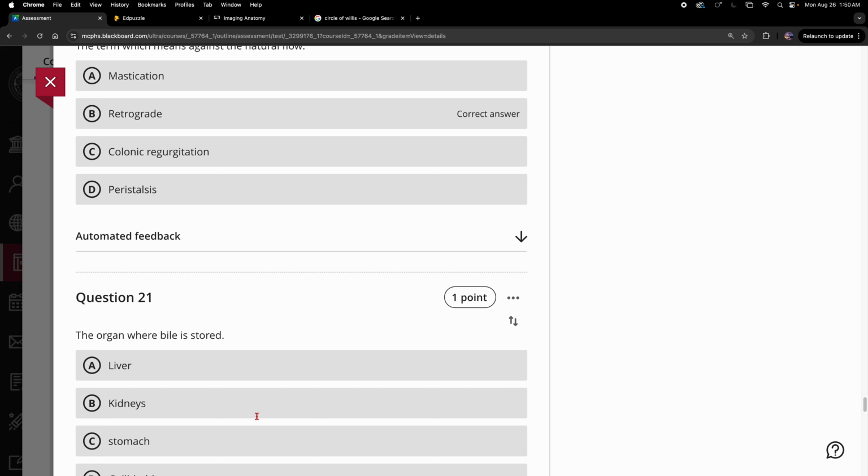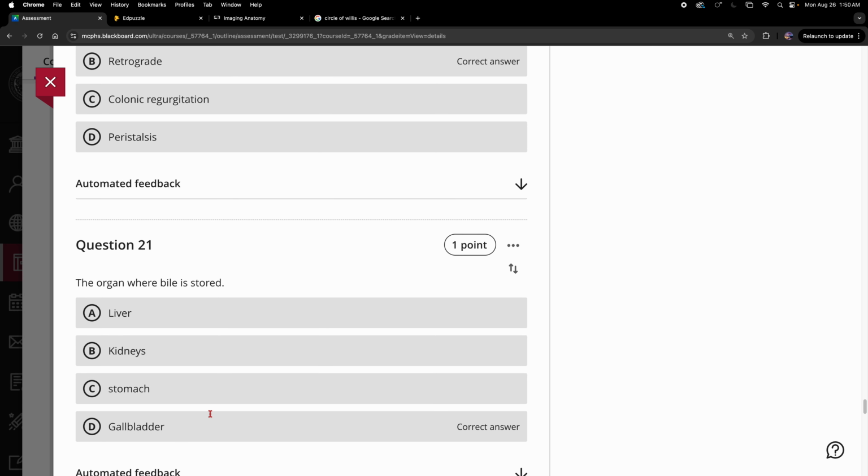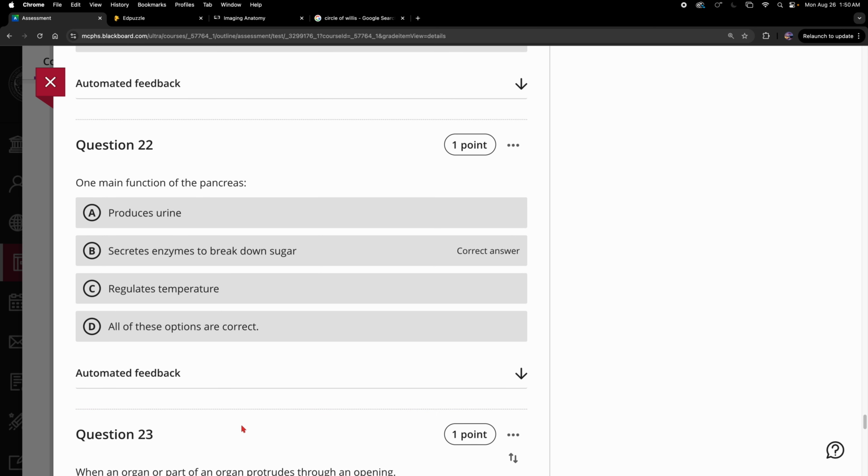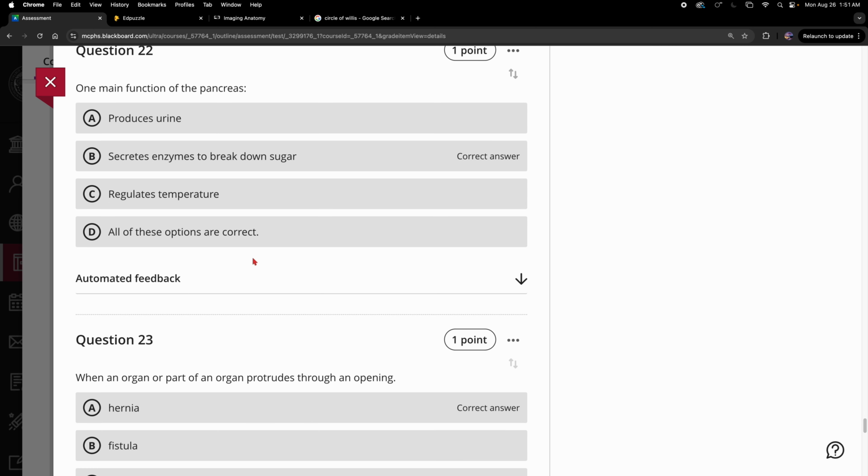Number 21, the organ where bile is stored. Now, bile is created in the liver, stored in the gallbladder. Number 22, the main function of the pancreas is to secrete enzymes to break down sugar or to regulate blood sugar levels. Not produce urine, not to regulate temperature. Hence, all of these cannot be correct, so B is the only option.